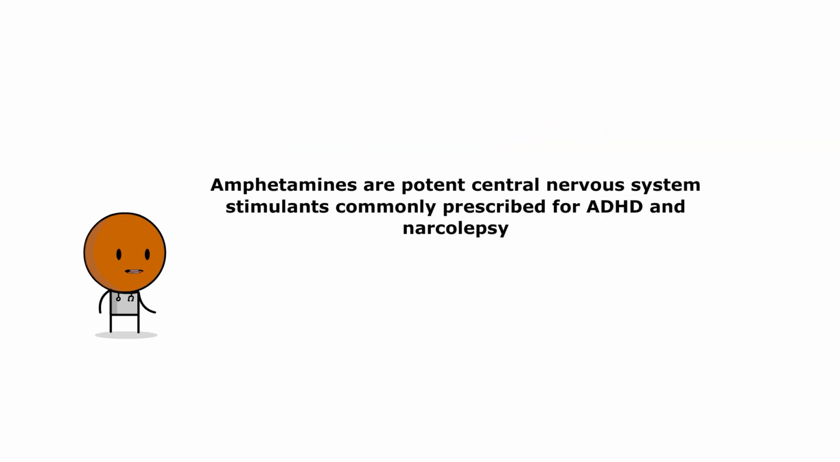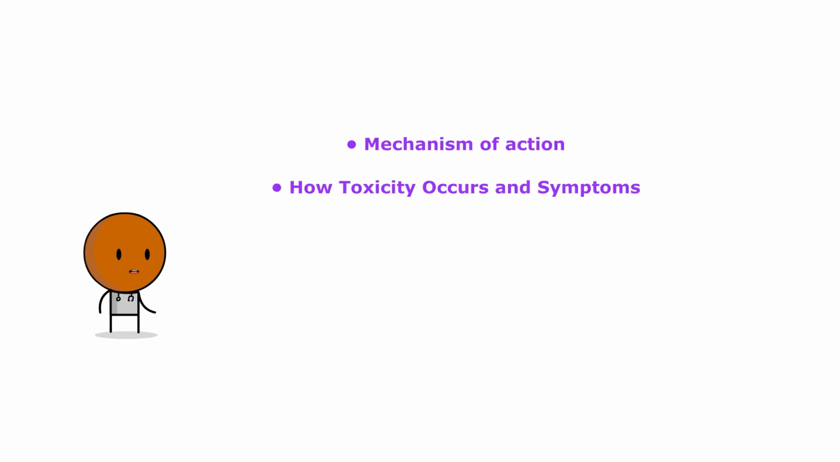Today, we'll be discussing the toxicology of amphetamines. Amphetamines are potent central nervous system stimulants commonly prescribed for ADHD and narcolepsy, but they're also frequently encountered in the emergency setting due to overdose or misuse. We'll explore the mechanism of action, clinical symptoms of toxicity, and approaches to treatment. Let's dive in.